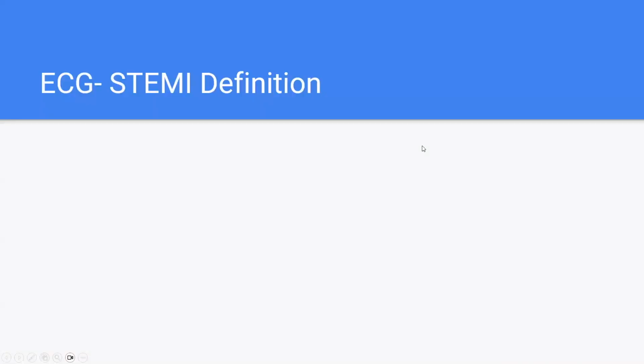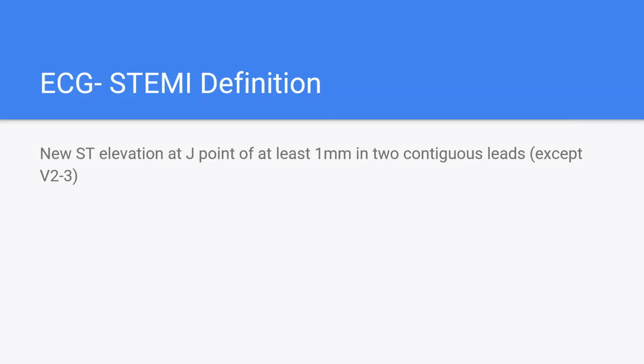So for the EKG STEMI definition, I know I was talking to Glenn earlier. I know he did a talk for y'all on EKG, so I'm not going to go into too much depth, but it's probably good for us all to know the definition of a STEMI so we can identify it. This is whenever you have a new ST elevation at the J point, at least 1 millimeter in 2 contiguous leads. Unless it's V2, V3, in those cases, it needs to be a little bit higher depending on the gender.